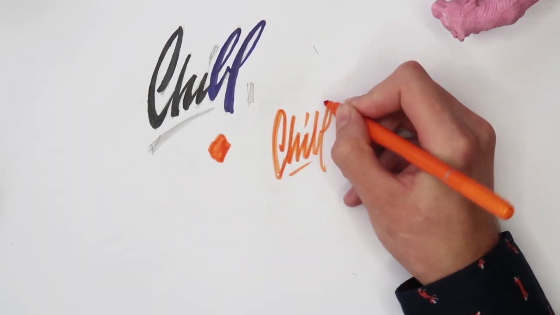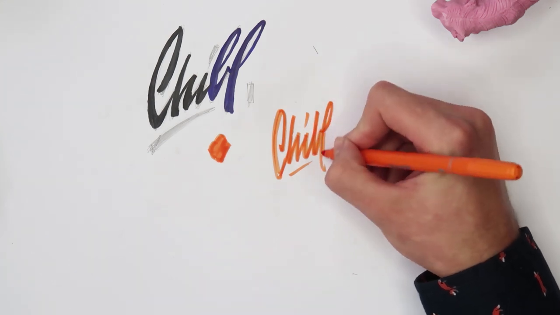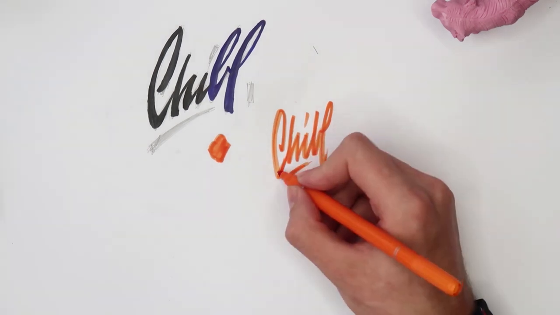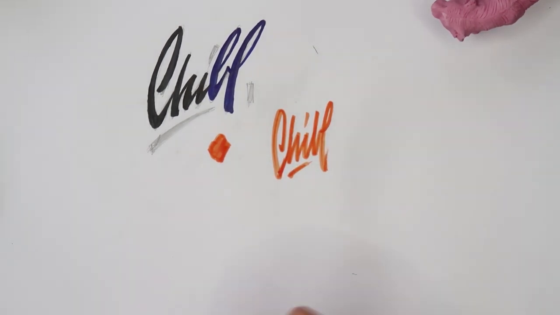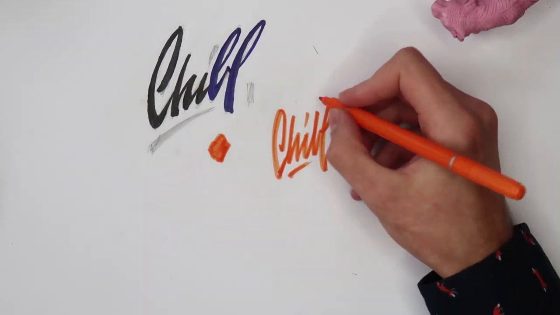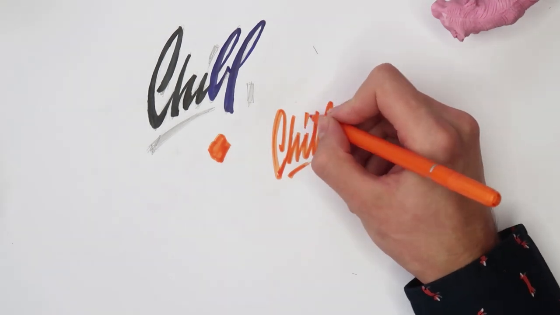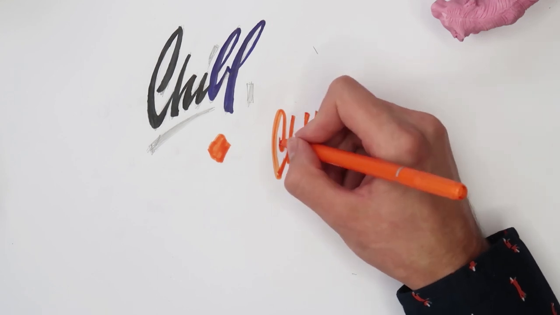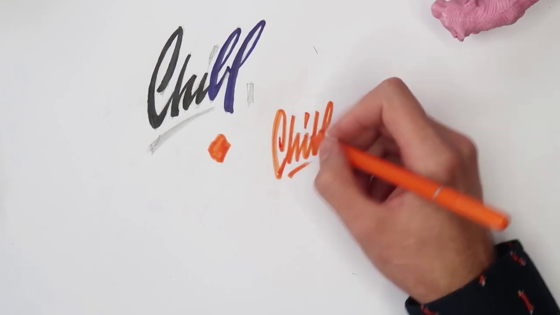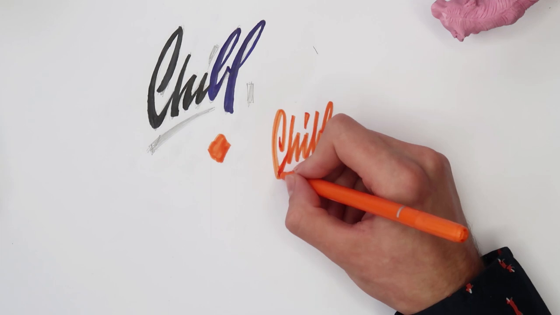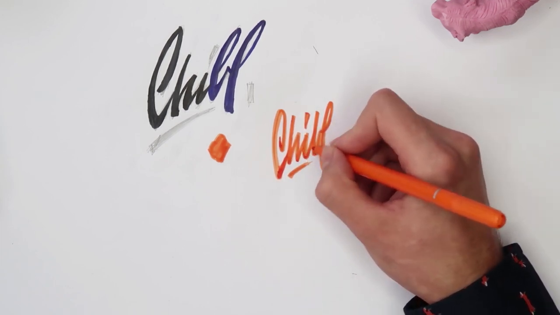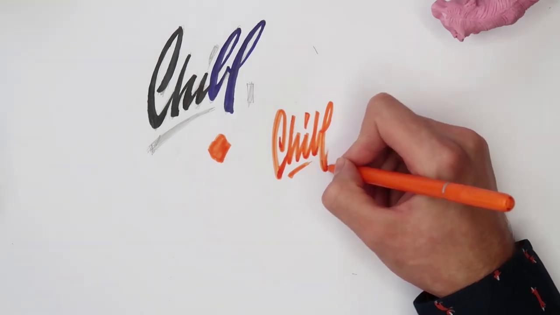Okay, and actually the nice thing here, it has two ends, and on the second end we have a much finer tip than the first one, so we can get nice details like in here, or erase this stuff here and make the bottom of the letters perfect.